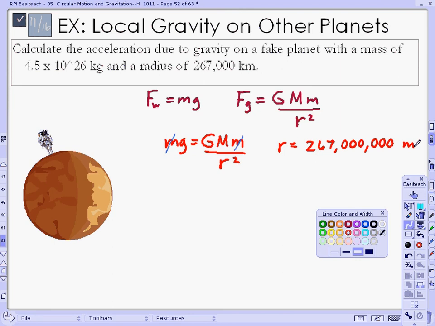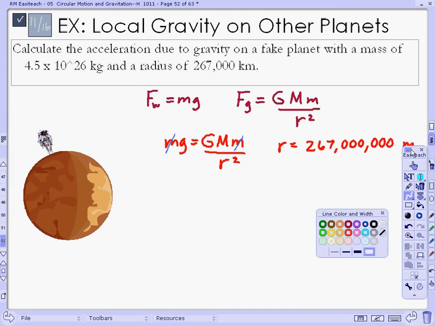That's the radius. Careful, if I give you the diameter of a planet, and when you look up planets in tables, they're often given as a diameter, then you're obviously going to cut that in half. Okay, so careful. You definitely need this to be in meters. Remember that the standard units in physics are kilograms, meters, and seconds.